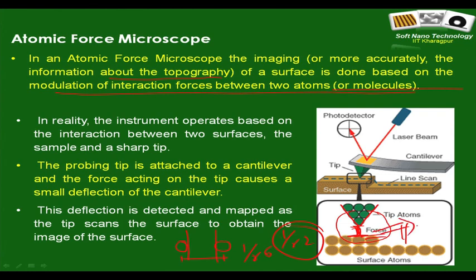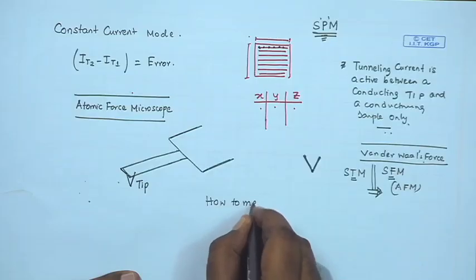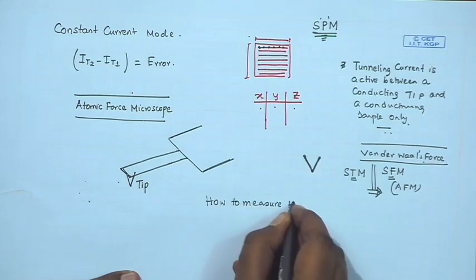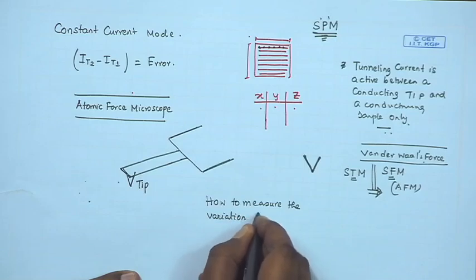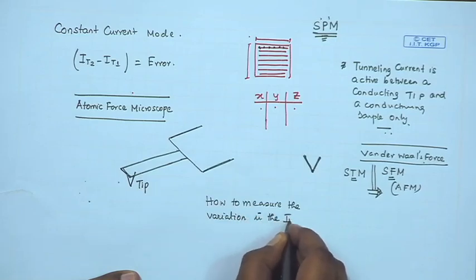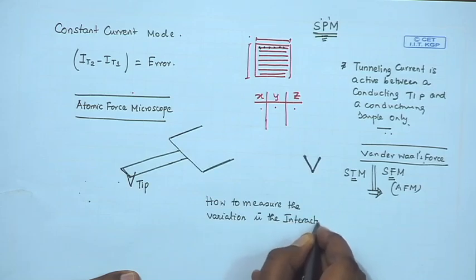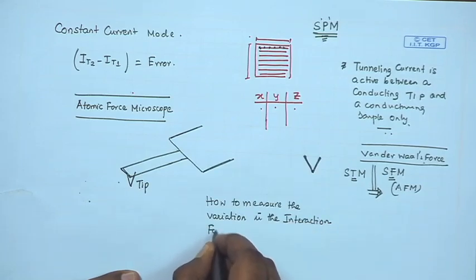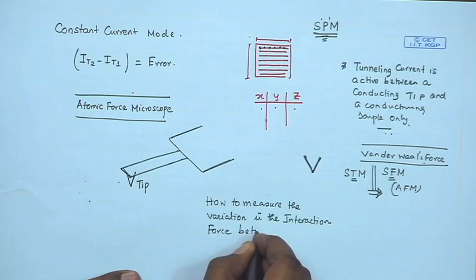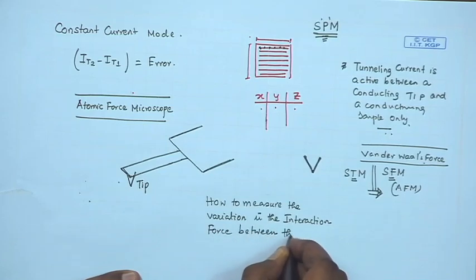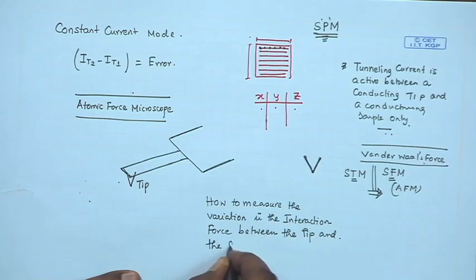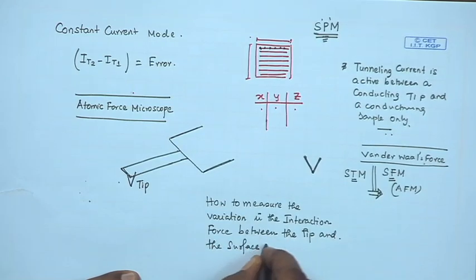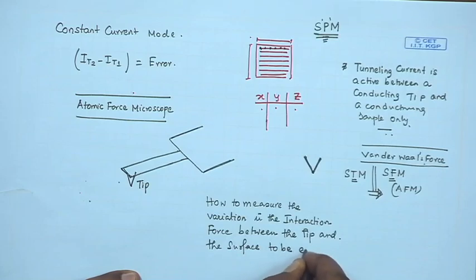The problem essentially translates to how to measure the variation in the interaction force between the tip and the surface, or the sample to be examined.